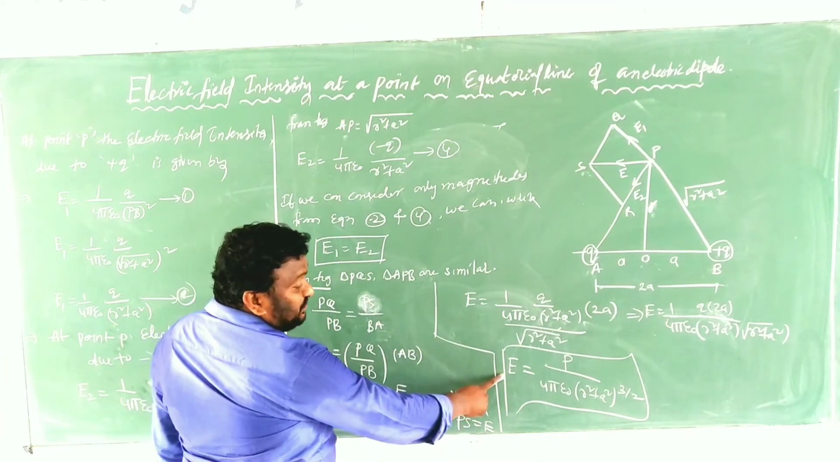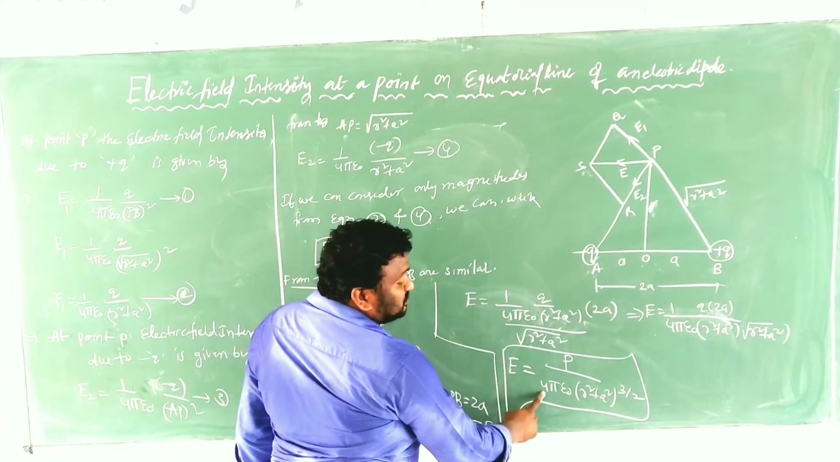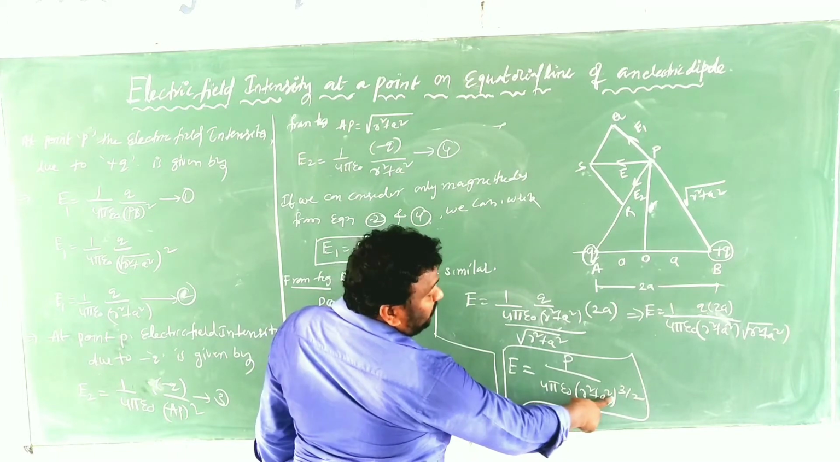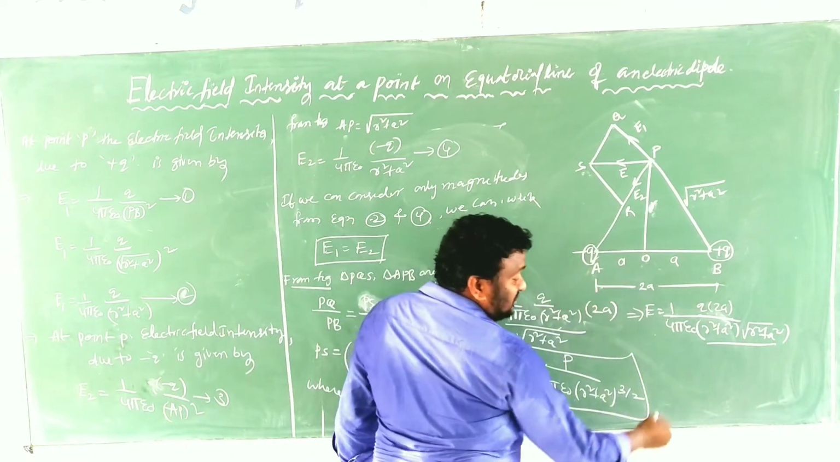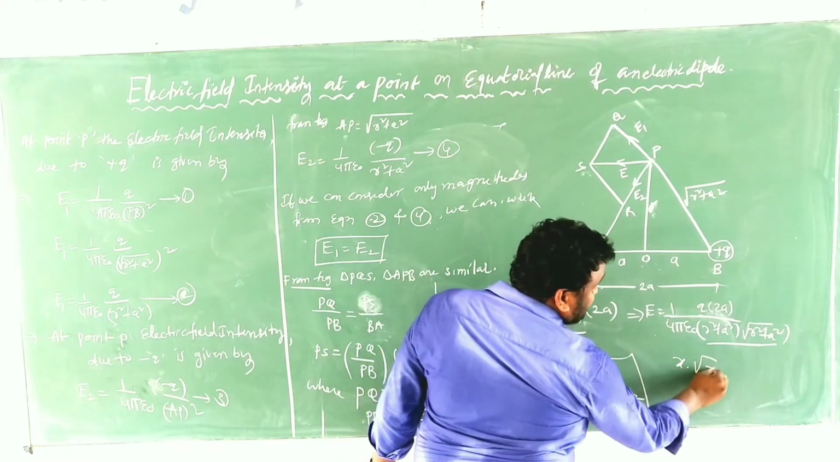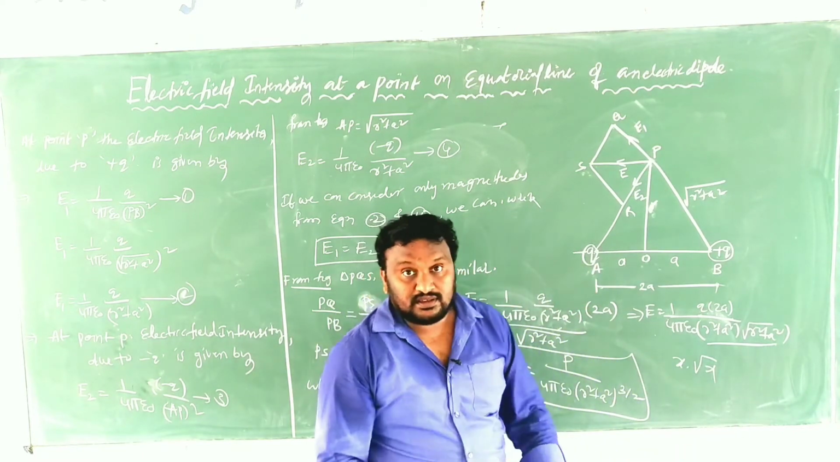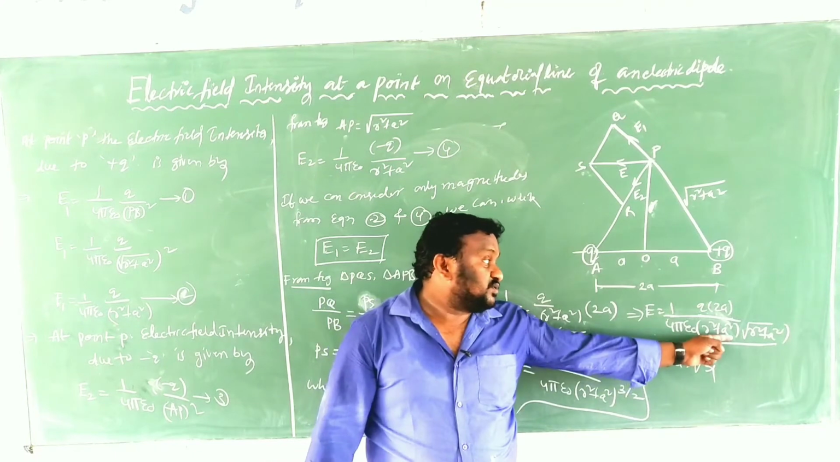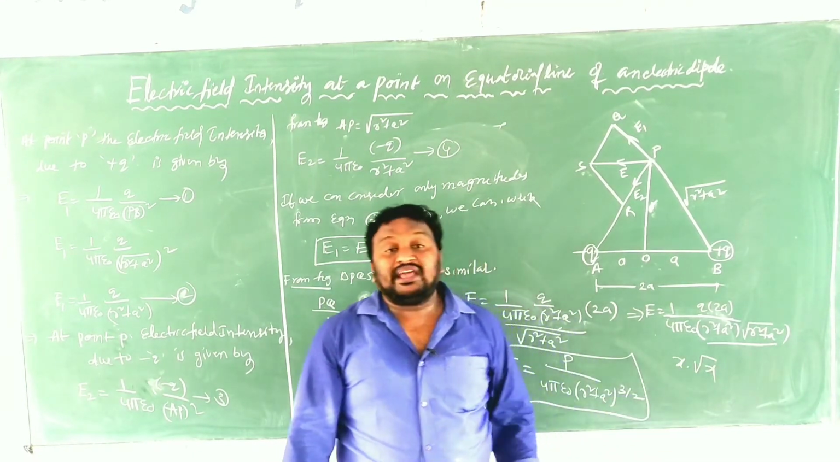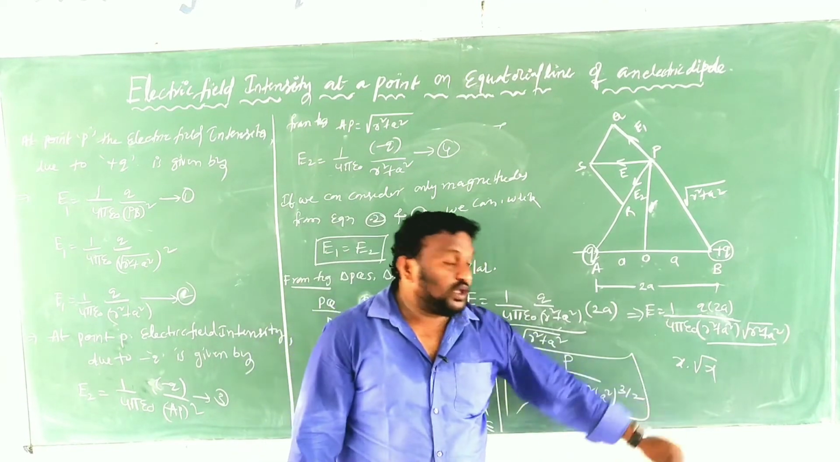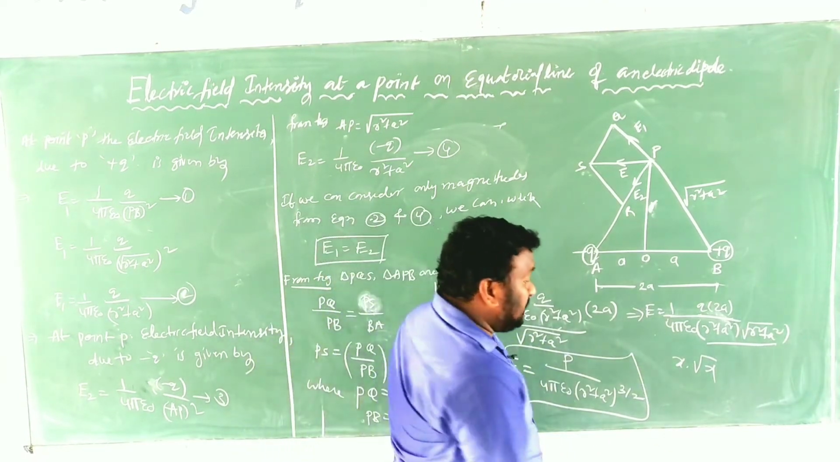Clear? E is equal to P by 4 pi epsilon into (R square plus A square) whole power of 3 by 2. Because these two are found like this: X into root X. Here we have R square plus A square, under root of R square plus A square, then X into root X. So now what do we get?